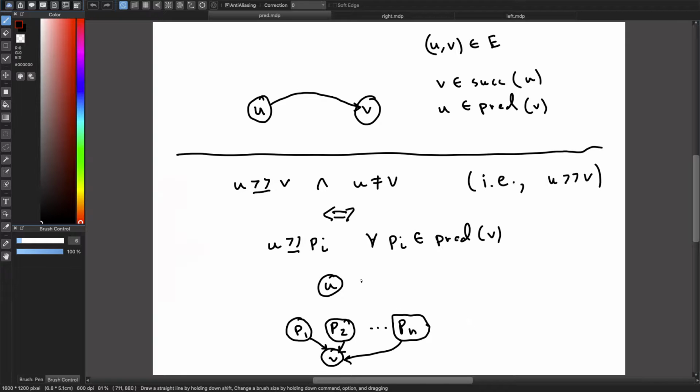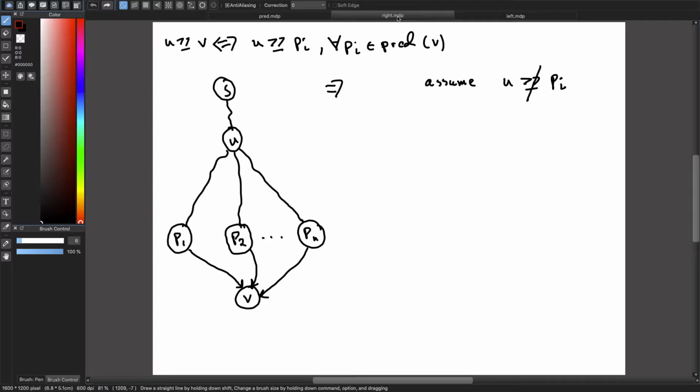So this is the figure that we have, I mean the situation, and we will show this first going in the right direction. So we will assume that U dominates V and show that it then must dominate each predecessor of V. So let's assume falsely that there is a predecessor of V which U does not dominate. Okay, so we can put it here.